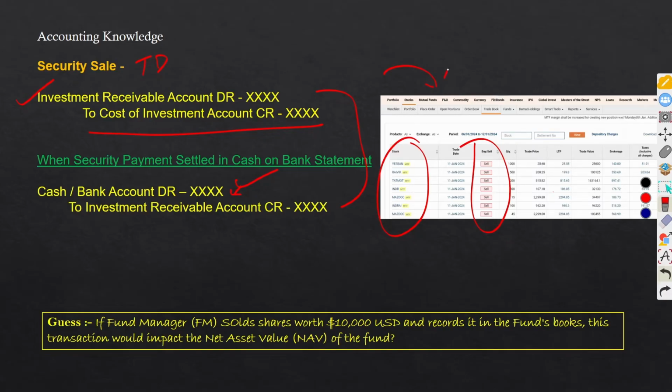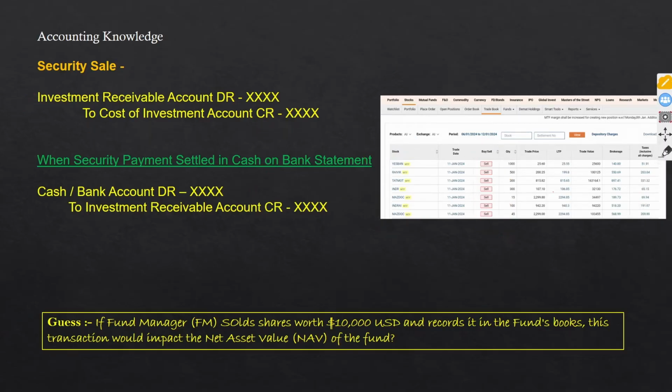So let's take a question to guess. If the fund manager (FM) sold shares worth 10,000 USD and recorded it in the fund's book, does this transaction impact the net asset value of the fund? Answer it in yes or no, and define why this will impact or why this will not impact. All right.